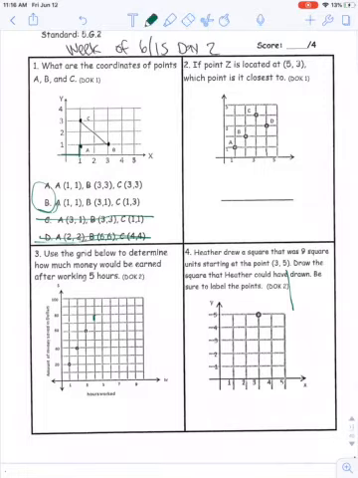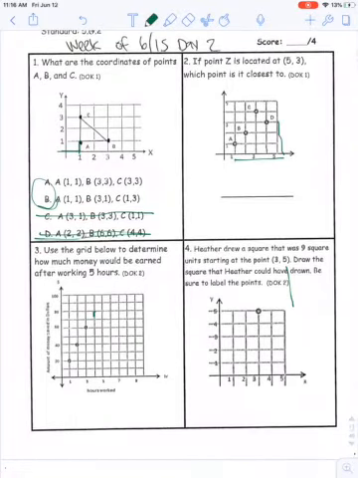All right, if point Z is located at 5, 3, which point is it closest to? So first of all, we just need to plot point Z, and then see which one is closest to. So again, we go 5 over and 3 up. I'm going to plot it right there. I'm going to remember to label it Z. And then we see that the point that is closest to is D. We can label that, go over and then up, making that 4, 3. Label that correctly. All right.